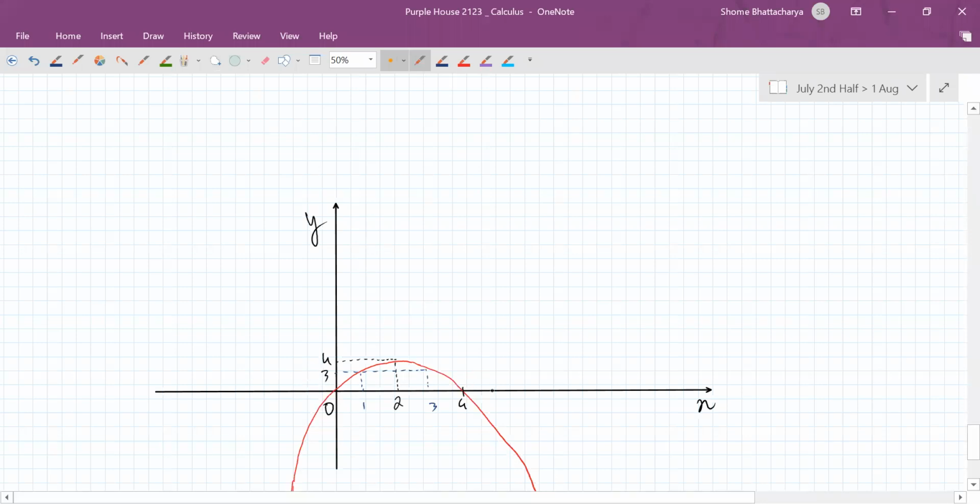And for example, at 5, then at 6, you can see the value at 6 is a pretty large negative value, minus 12 like that. Okay. So this roughly gives you an idea of the graph of this function.